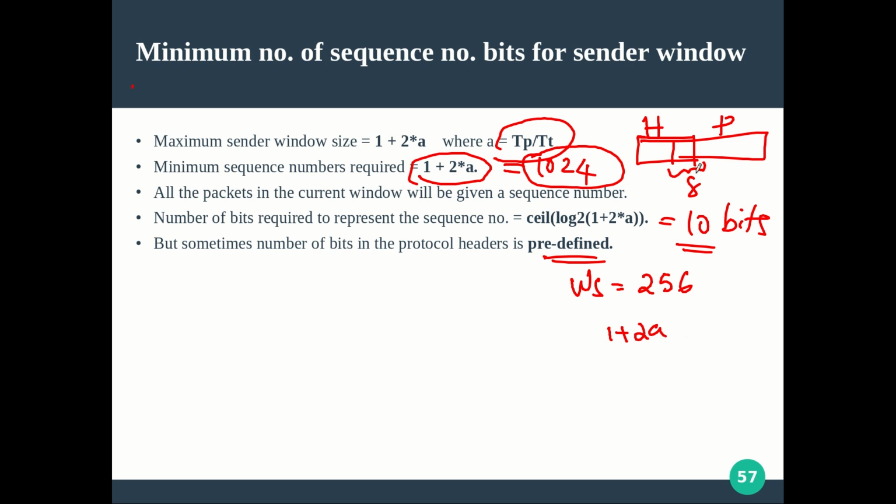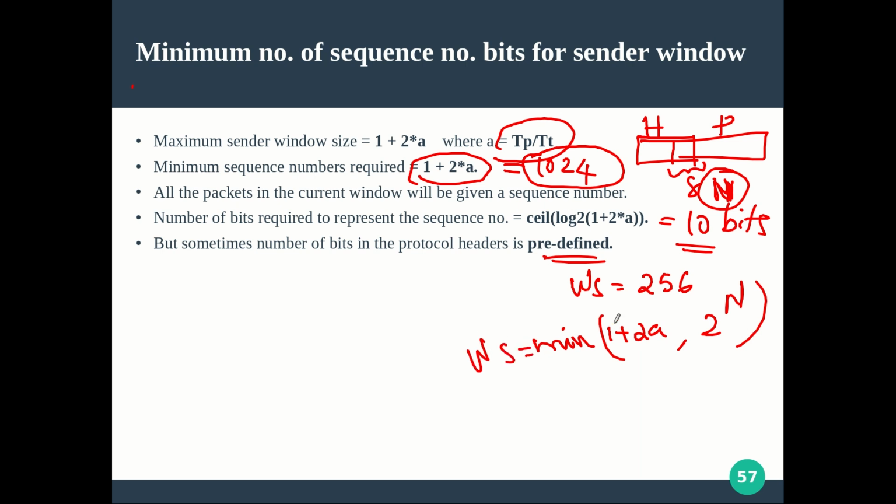Now, in the protocol header, if the sequence number field is just n bits, the protocol is saying, I can provide only n bits for the sequence number field. Then using those n bits, 2 power n sequence numbers are possible. So now see which is minimum. That is what I can provide as the sender window size.